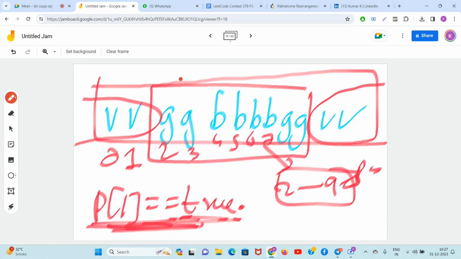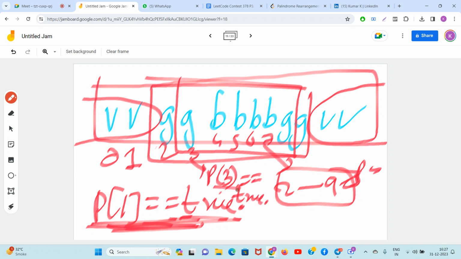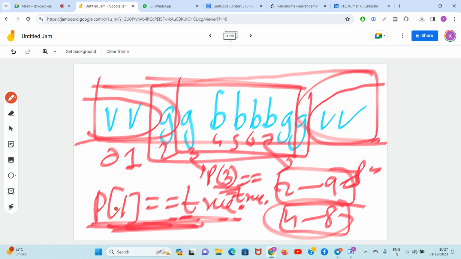Let's say from here to here. You could easily say that if p of 3 is true, it means the first three characters are equivalent to the last three characters, and if the middle part from 4 to 8 is a palindrome, then the whole string is a palindrome.